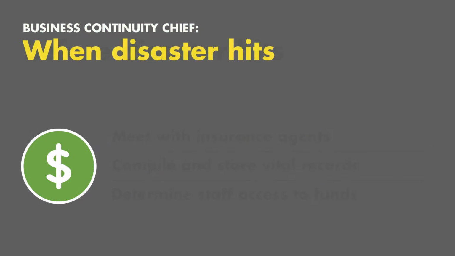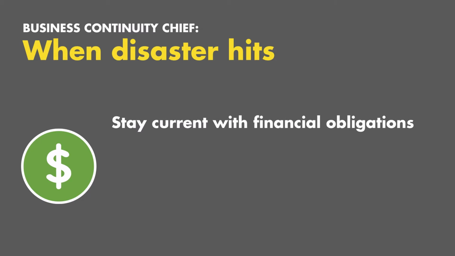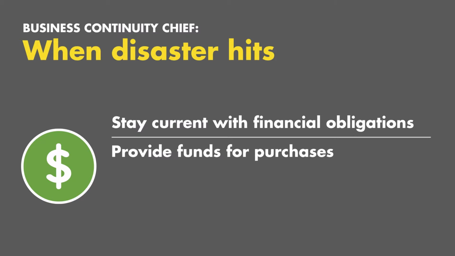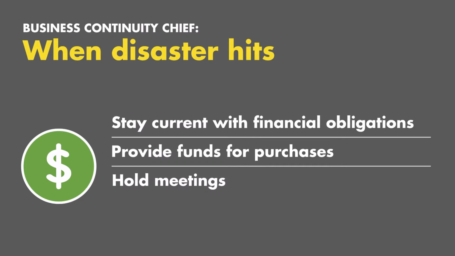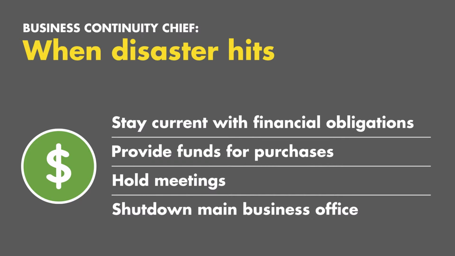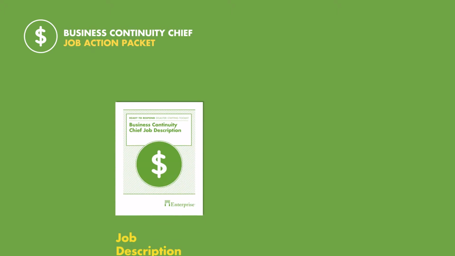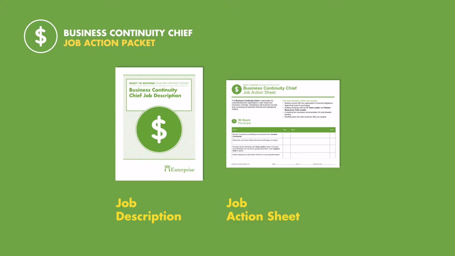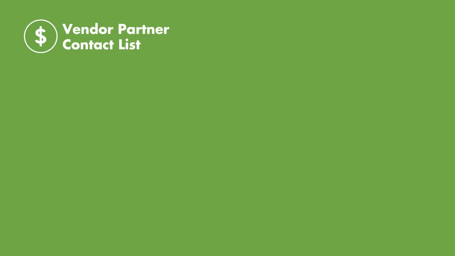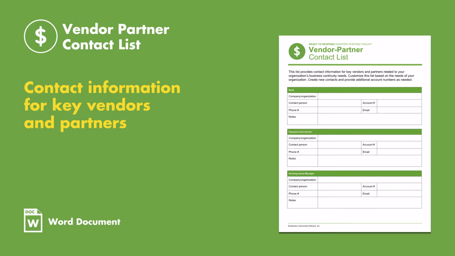When a disaster hits, the Business Continuity Chief stays current with financial obligations, provides funds for purchases, holds meetings with team leaders, and shuts down the main business office if necessary. In addition to the job description and job action sheet, tools to support the Business Continuity Chief's role include the Vendor Partner Contact List, which gathers contact information for key vendors and partners essential to the organization.